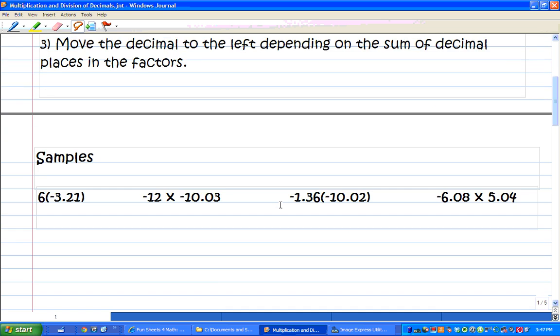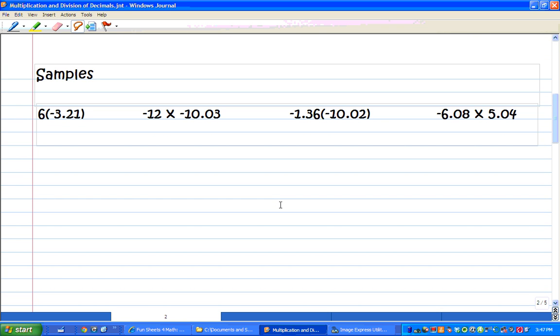Here are 4 samples. What I'm going to do is do 2 and then let you try 2. So for the first one, 6 times, remember parentheses mean multiplication, and we do that so that you don't think this. You would go, oh, that means 6 minus. It doesn't. So we use parentheses. So that means 6 times a negative 3.21.